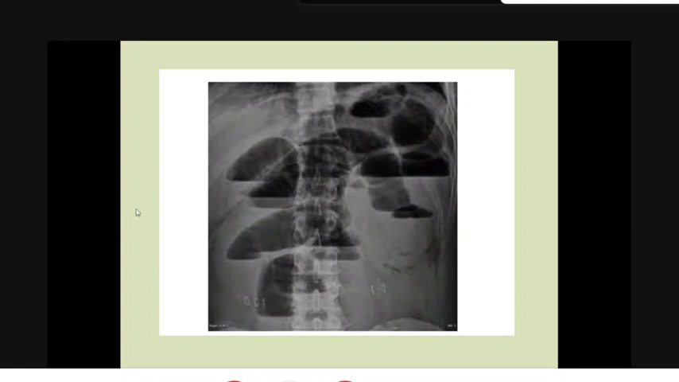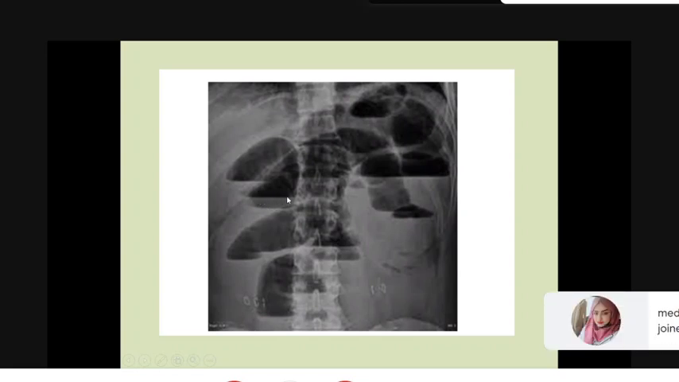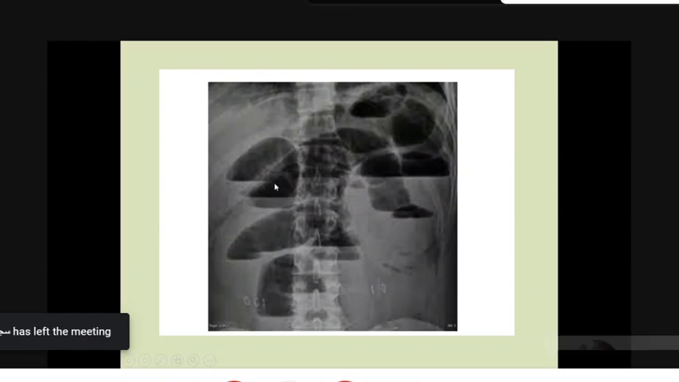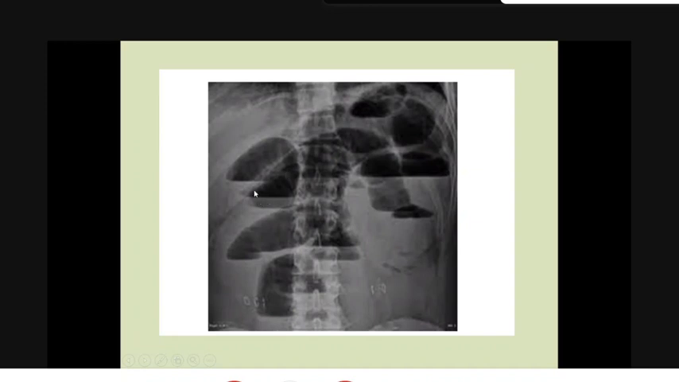This is a plain abdominal film in erect position. How can we say this is erect position? Due to the presence of the air fluid level. This thin line separates the air, which is the translucency, from the fluid content at the bottom, indicating an air fluid level, and this can only be seen in erect position, not in supine position. Presence of multiple air fluid levels indicates a case of small intestinal obstruction.